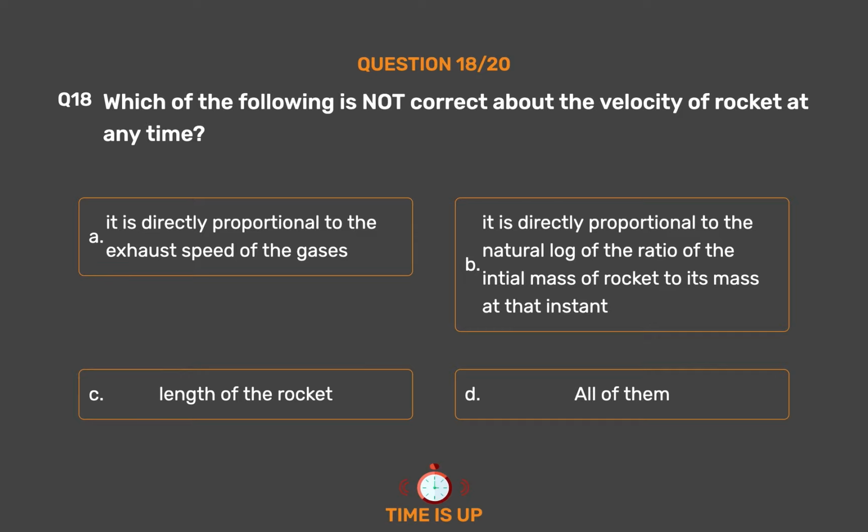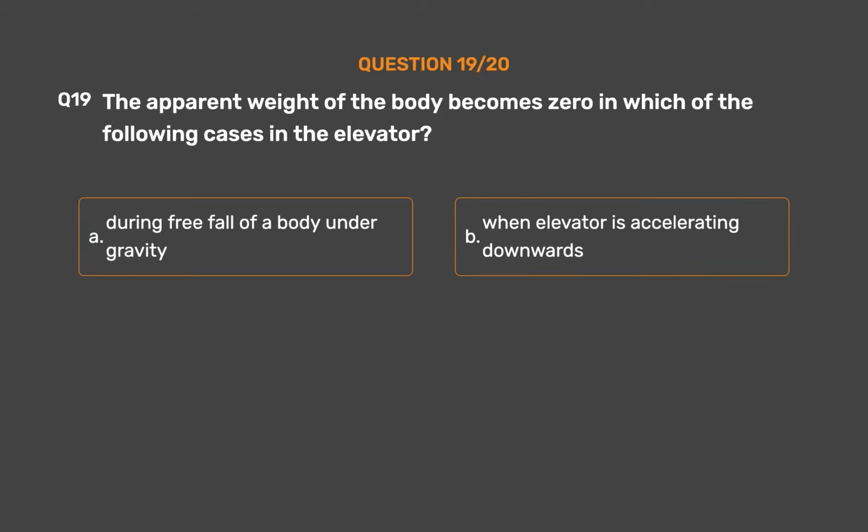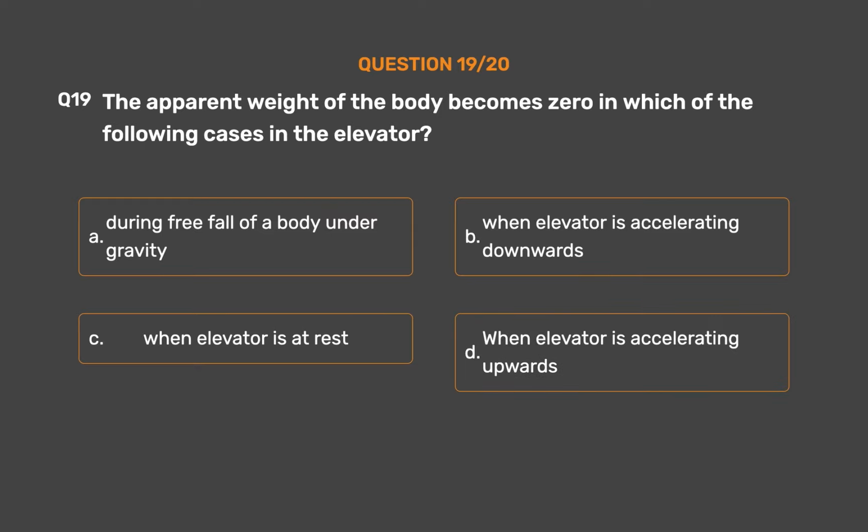The correct answer is option C. Length of the rocket. Question number 19. The apparent weight of the body becomes zero in which of the following cases in the elevator? Option A. During free fall of a body under gravity. Option B. When elevator is accelerating downwards. Option C. When elevator is at rest. Option D. When elevator is accelerating upwards.